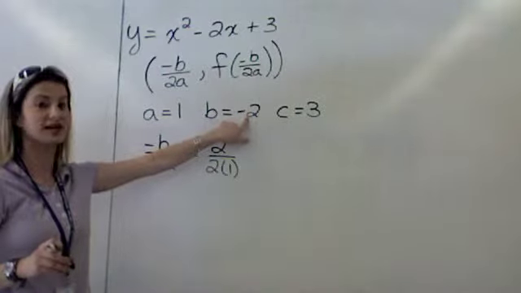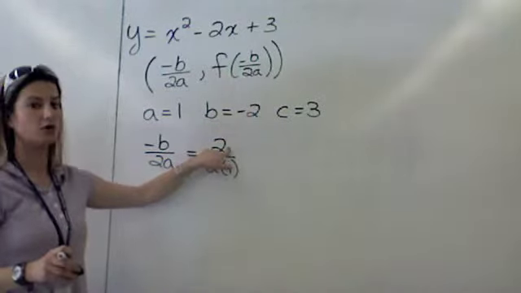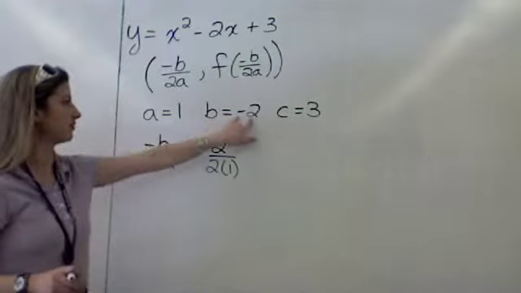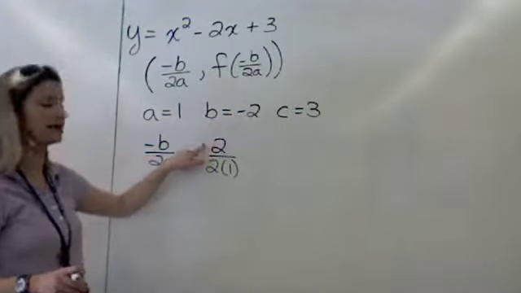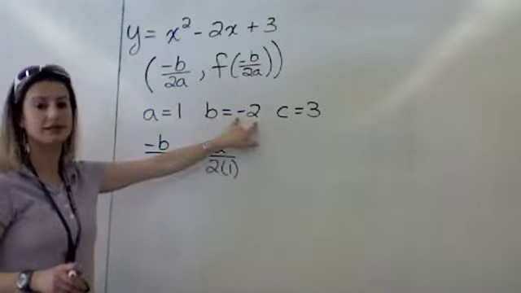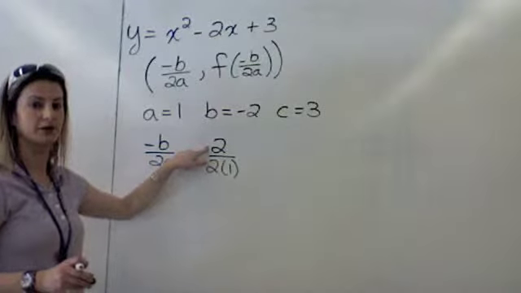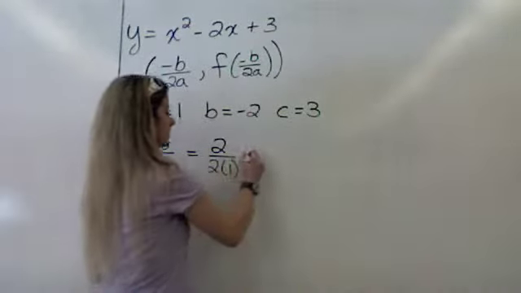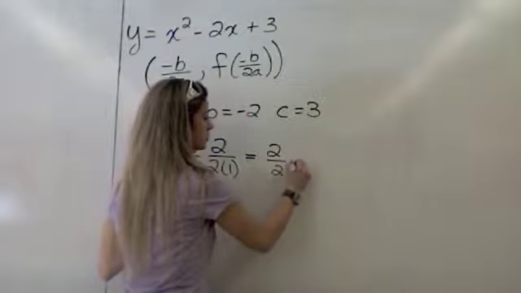So if b is negative, it's not like you just, oh, bring it down, we're all set. No, no, no. The opposite of whatever b is. So if b is negative, you're going to put a positive number here. If b were positive, you're going to put a negative number here. Okay? And then this becomes 2 over 2, which equals 1.